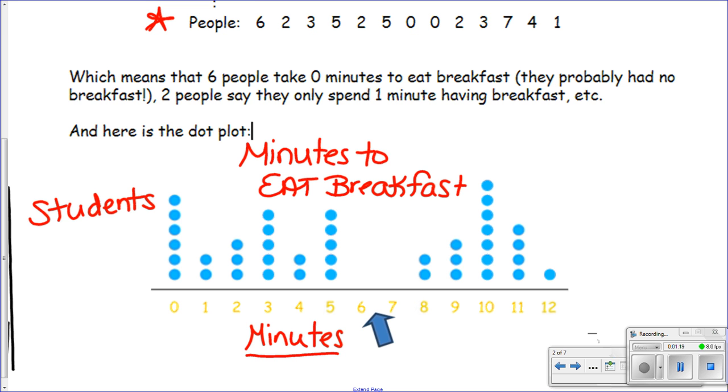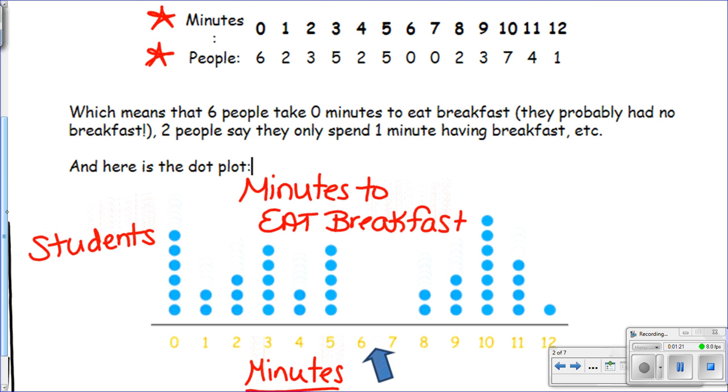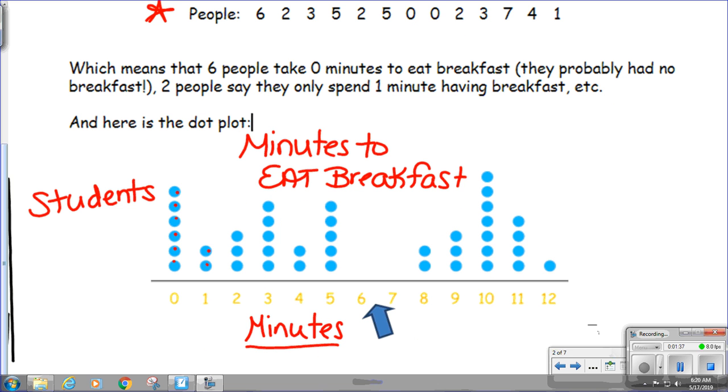So from my data up above, when I saw the number for 0 minutes, there were 6 people, so I put 6 dots. At minute 1, there were 2 people, so I put 2 dots. You see the arrow here that shows no dots for a number means 0. So that means for minutes 6 and 7, no students responded with that amount of minutes to eat breakfast.